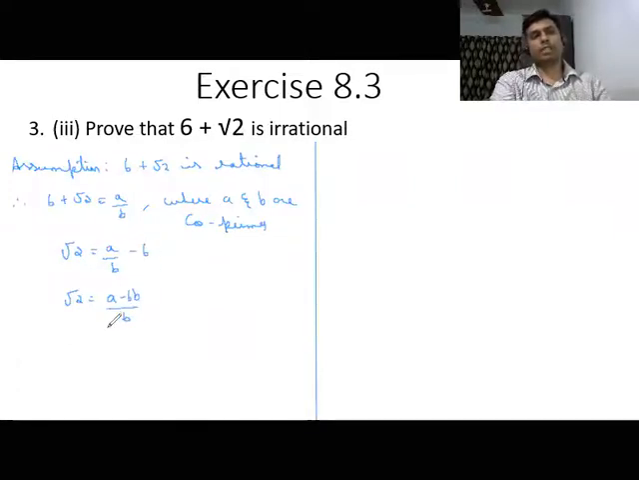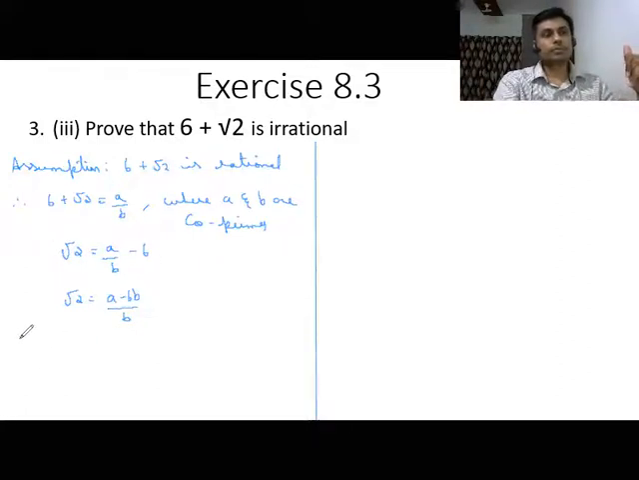I took LCM. Now here you will notice right hand side is rational. A minus 6b by b is rational. Left hand side is irrational. Not possible. You cannot have left hand side irrational and right hand side rational. They will not be equal. So it's a contradiction. Why is that contradiction coming? Because our assumption is wrong.